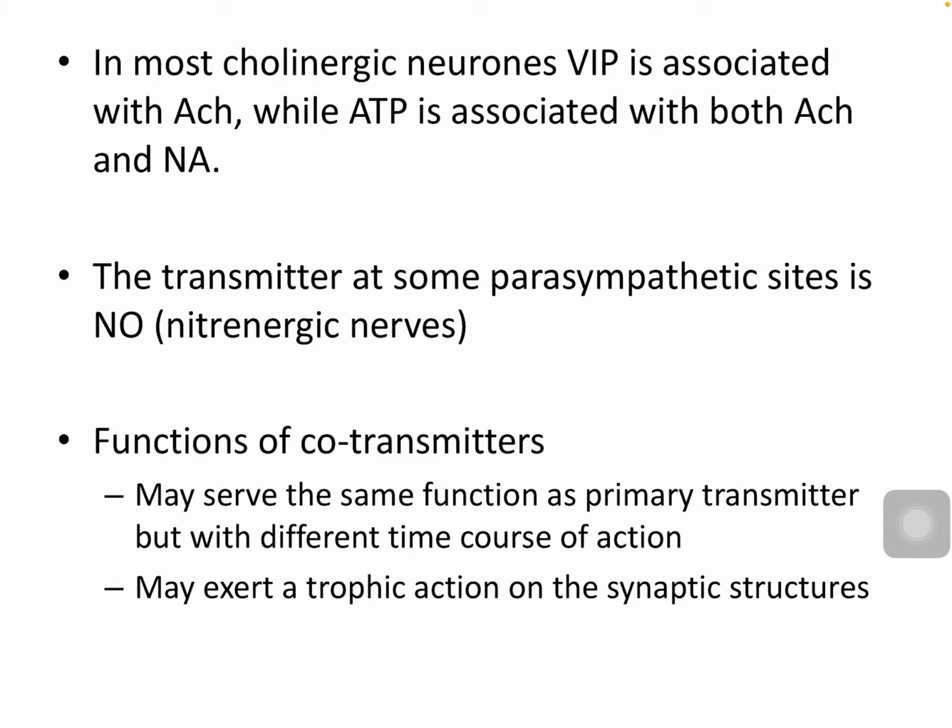And finally, what are the functions of co-transmitters? Co-transmitters may be involved and serve the same function as the main transmitter with a different time course of action. They also may exert a trophic effect on the synaptic structures.